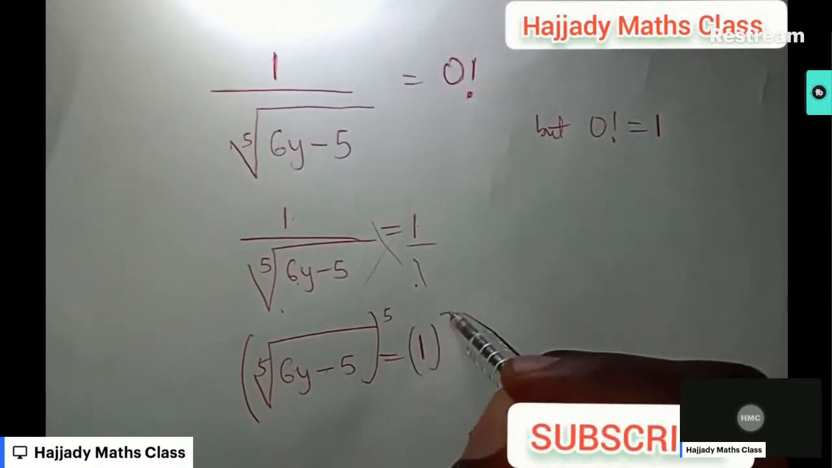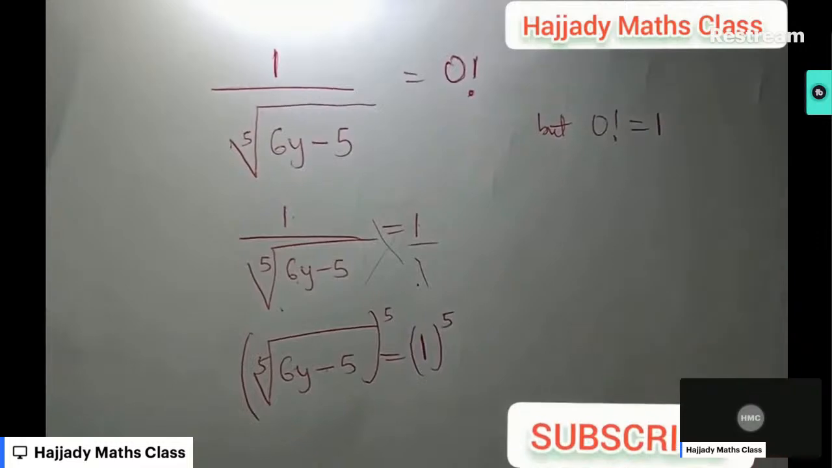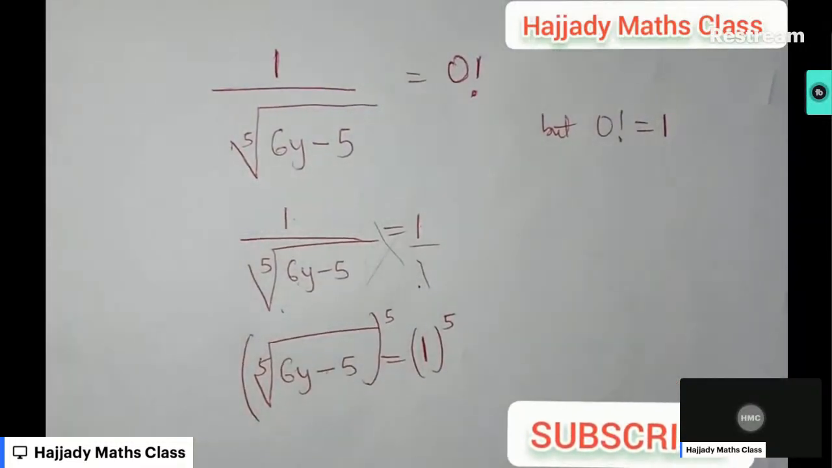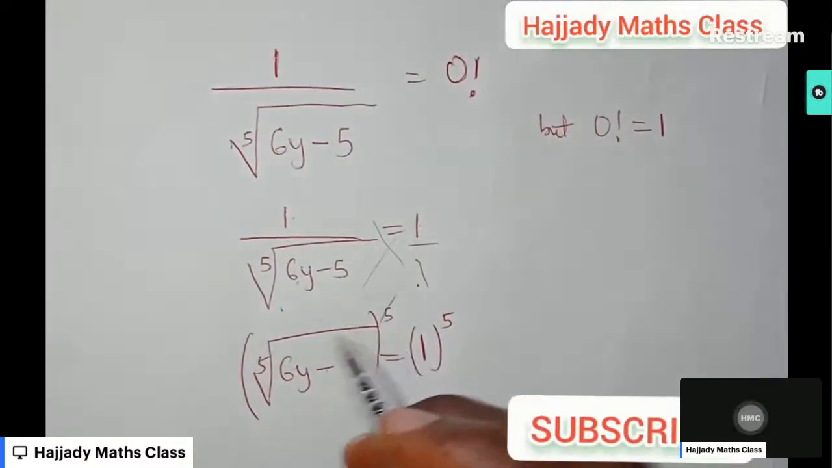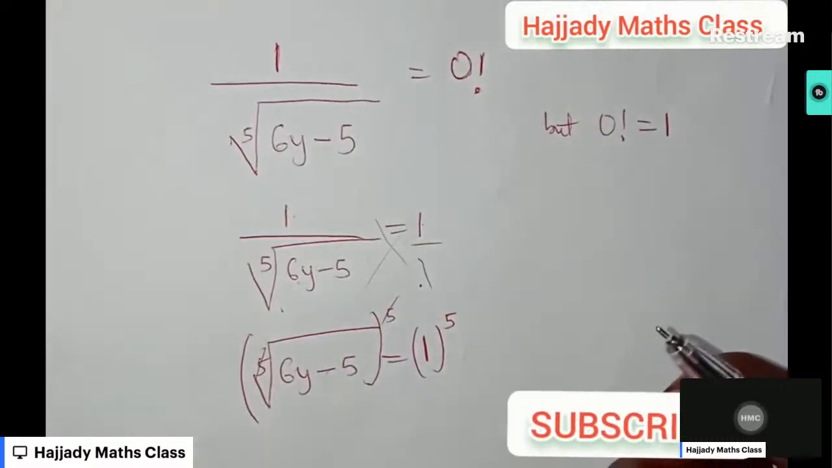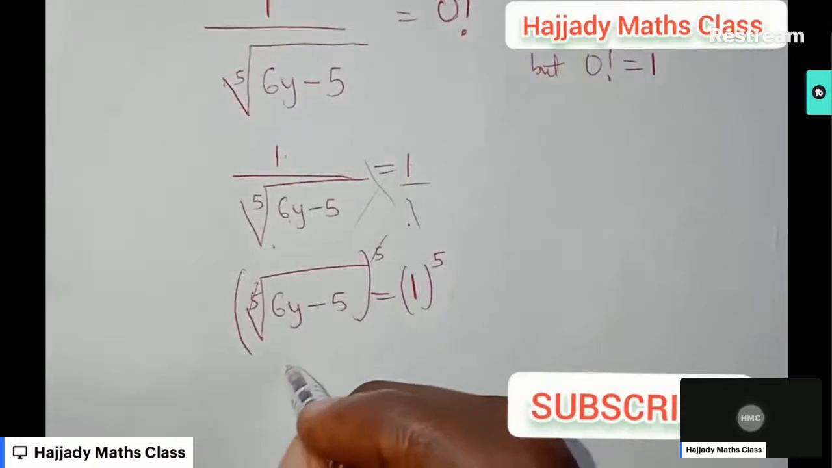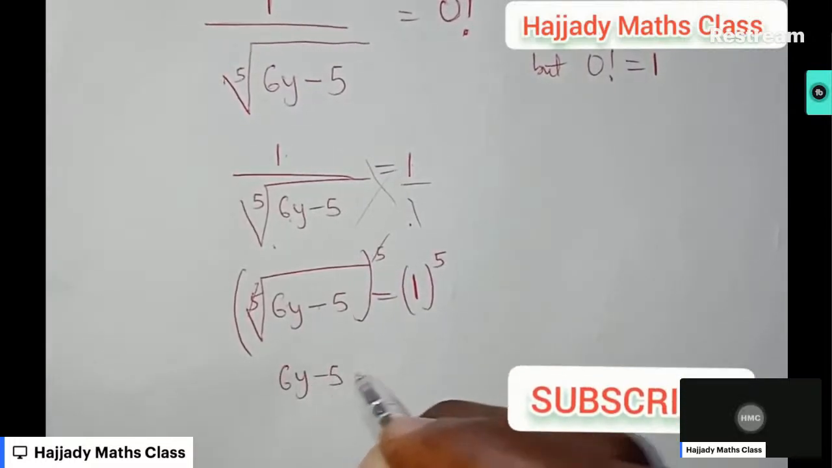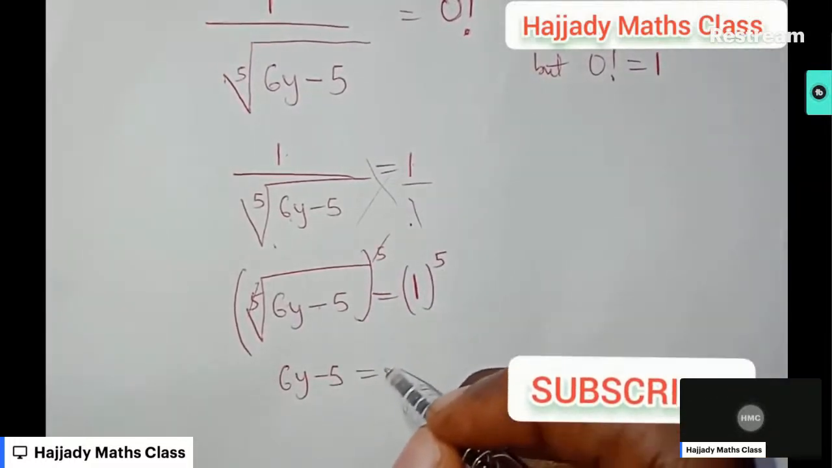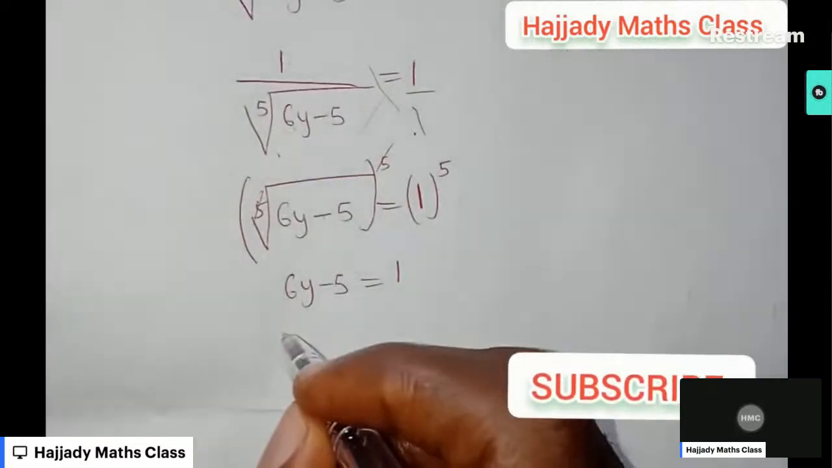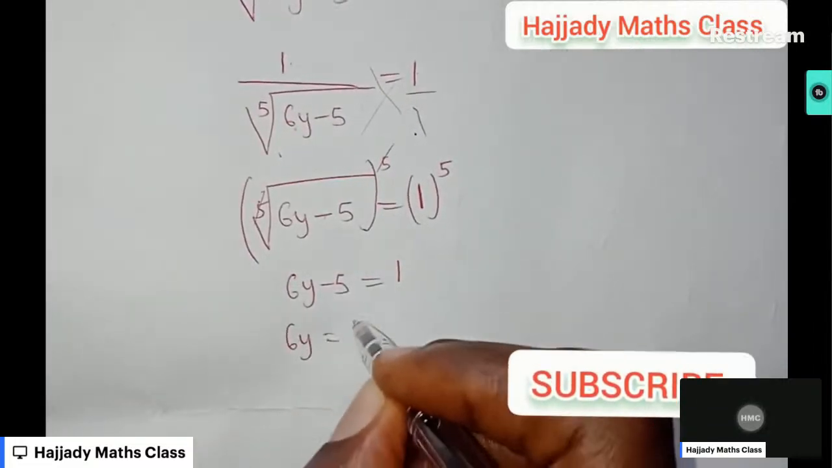So we raise the power of both sides by what? 5. So raising the power of both sides by 5, so 5 can cancel the 5th root. I hope you know this in indices. Okay. So here we have 6y minus 5. 1 raised to power anything is what? 1. So from here we have 6y equals 1.